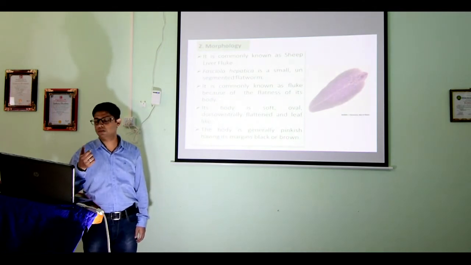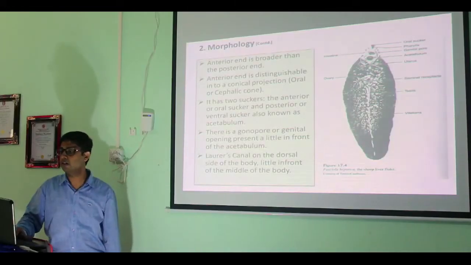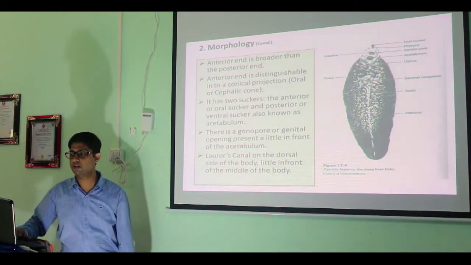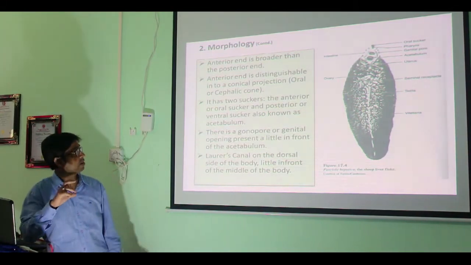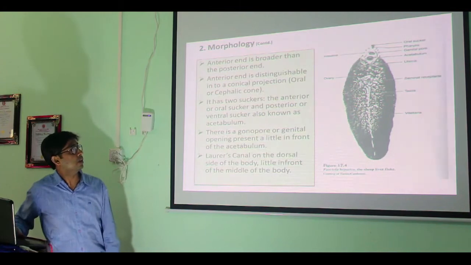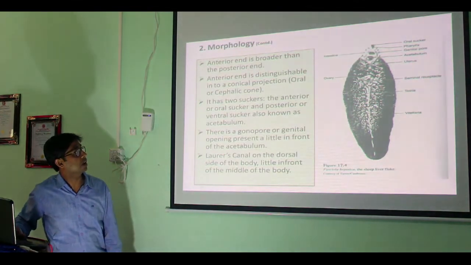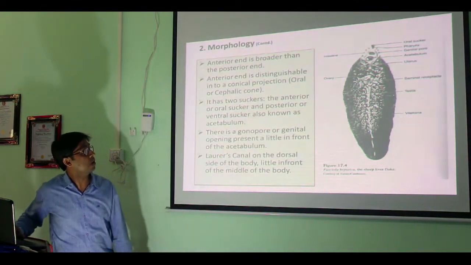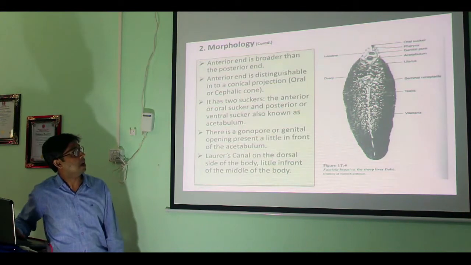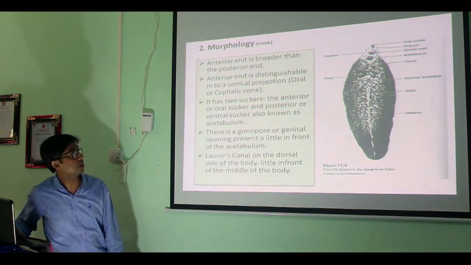is called fluke. The anterior end of Fasciola hepatica is broader than the posterior end. The anterior end is distinguishable with a typical conical shape here. The conical structure is called the oral cone or cephalic cone. The mouth is apically present, surrounded by its oral sucker.